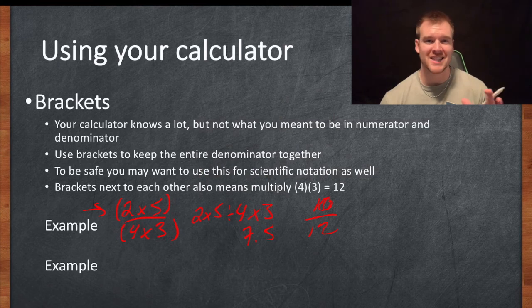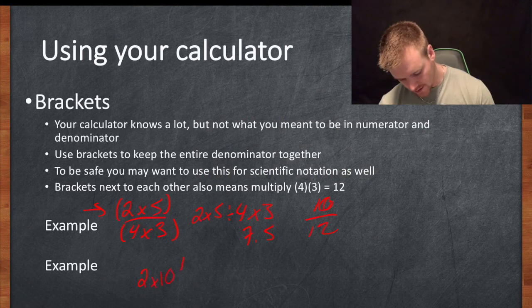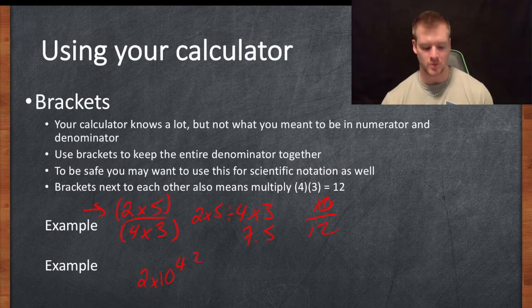Next one is use brackets just to be safe if you're doing scientific notation. For example, if you had 2 times 10 to the 4, but then you had to square that, I wouldn't want the calculator to think that just the 4 was squared, so it's like times 10 to the 16. So I would put brackets around here just to be safe as well if you're working with scientific notation.